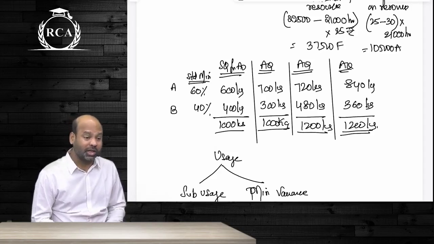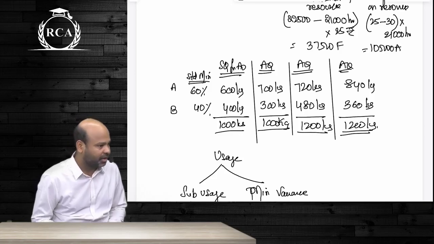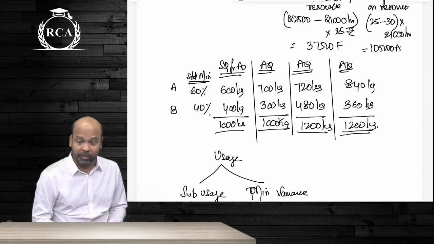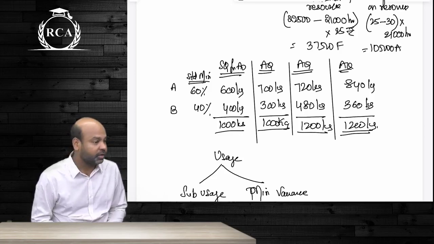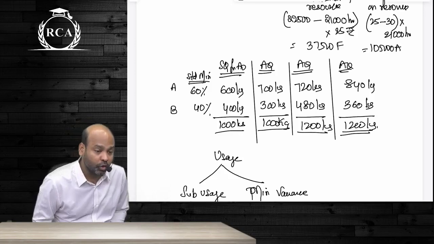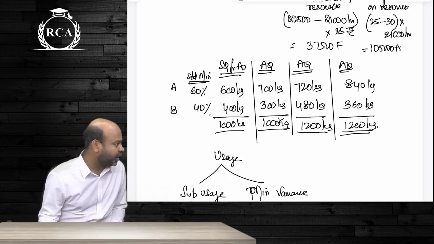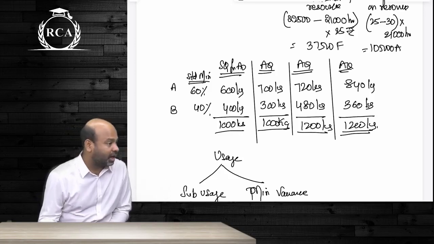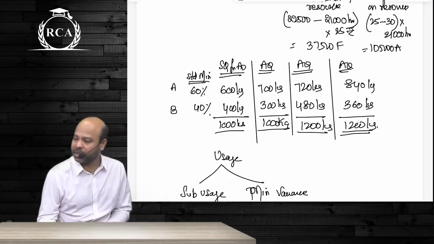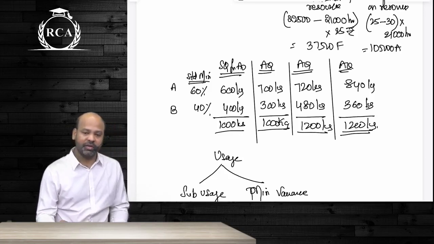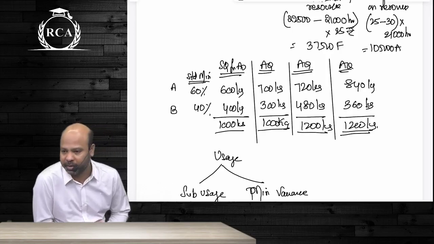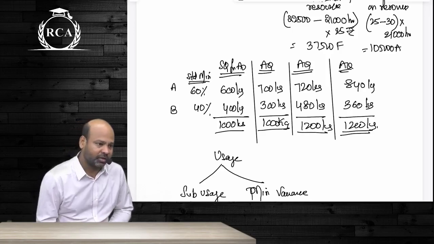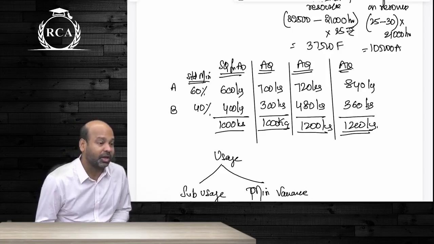RSQ is total actual quantity in standard mix. Standard mix, price? It is total actual quantity, guys, in standard mix. So to arrive at your sub-usage variance, guys, you will write SQ minus RSQ multiplied by standard price. To arrive at mix variance, you're going to write RSQ minus AQ multiplied by standard price. One is SQ minus RSQ into SP, the other one is RSQ minus AQ into SP.